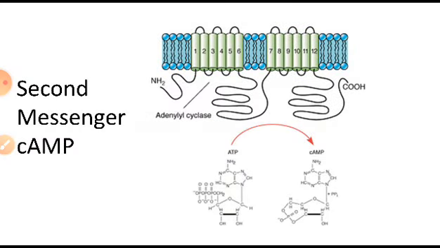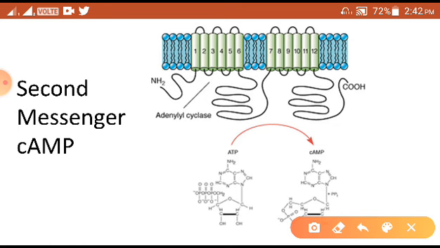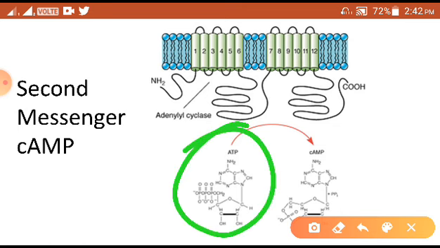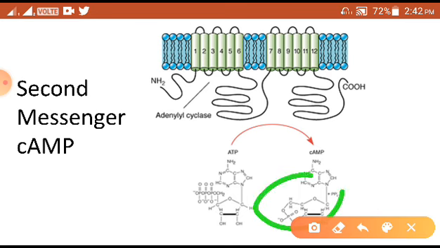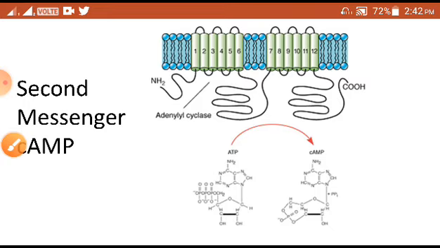Here you can see, as I told you, how this cAMP forms: ATP is hydrolyzed into AMP, and this AMP structure gets into the cyclic form here. Because of this cyclic form, we call it cyclic AMP.